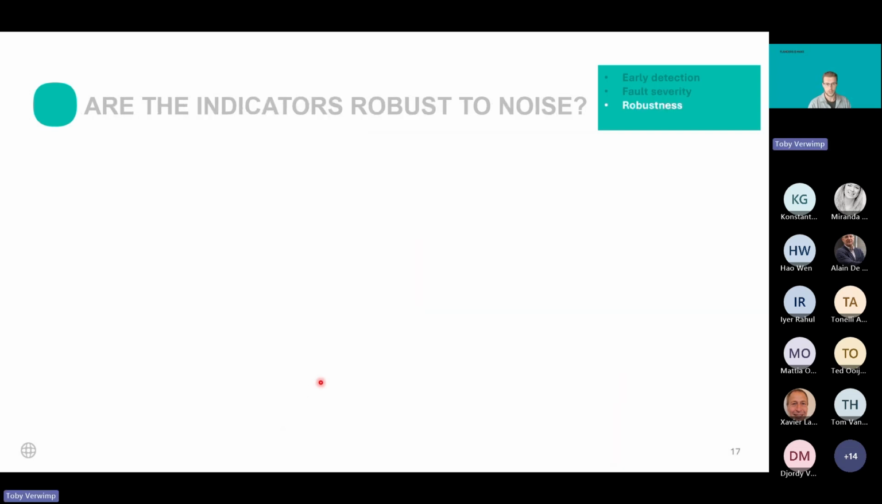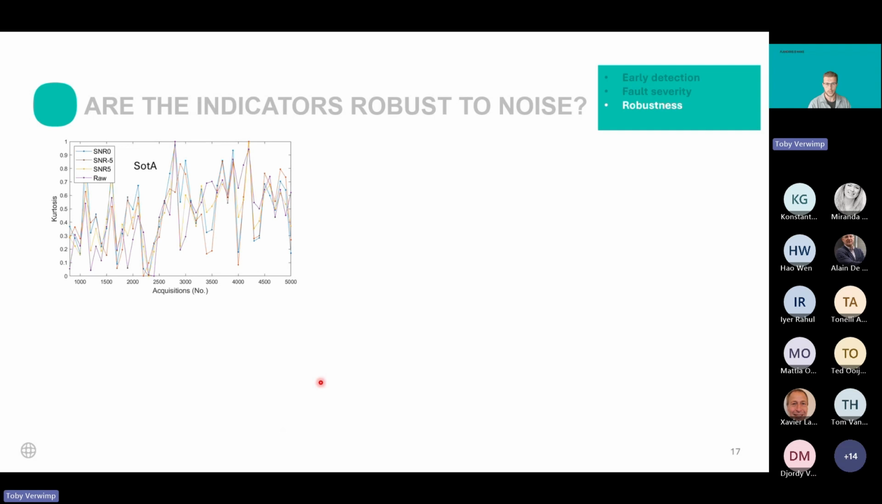Now, are those indicators robust? This we evaluated by adding different noise levels to our original signals or original vibration data.